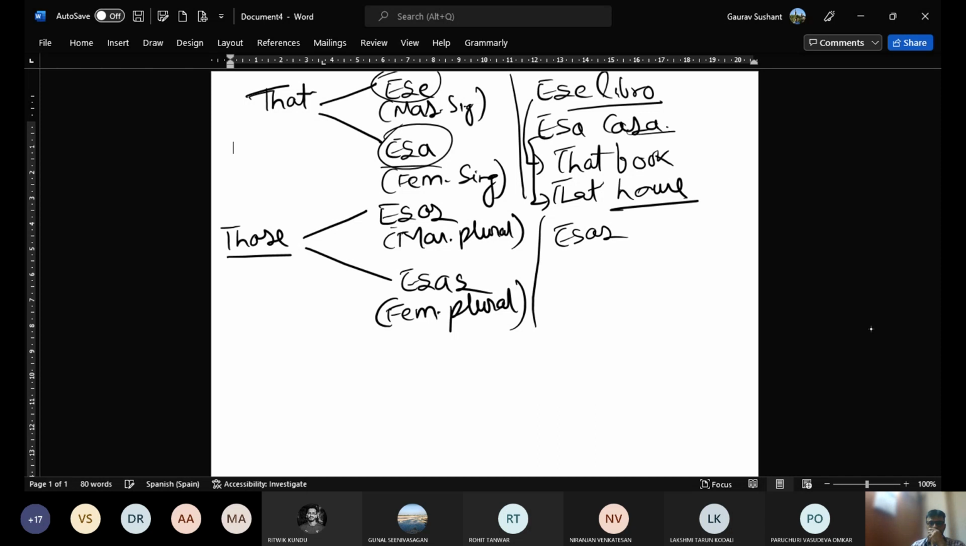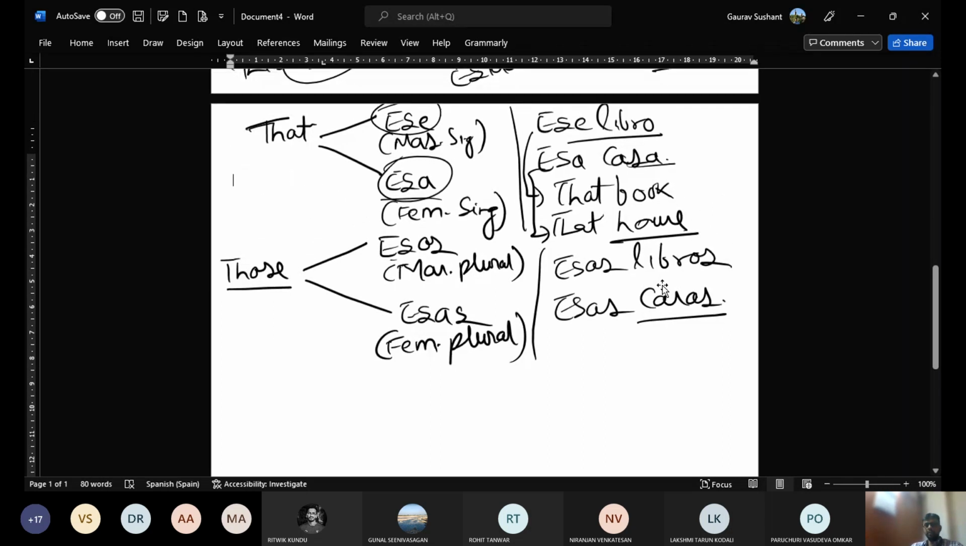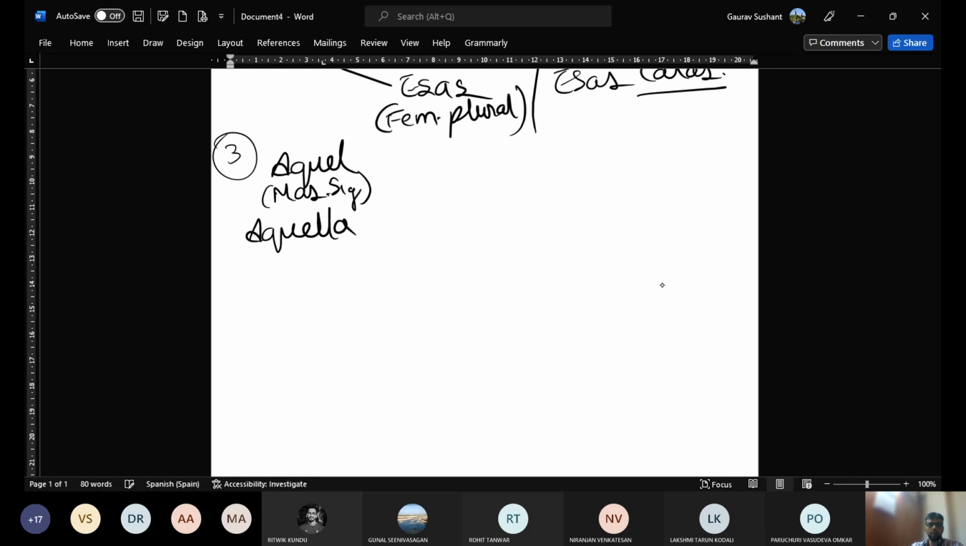So esos libros, and esas casas. So we got two groups, one for this and these, another for that and those. But in Spanish, there is a third group actually. Okay, there is this third group which exists. Okay, and that is aquel. Okay, so aquel is masculine and singular, and then you have the feminine and singular, which is aquella.